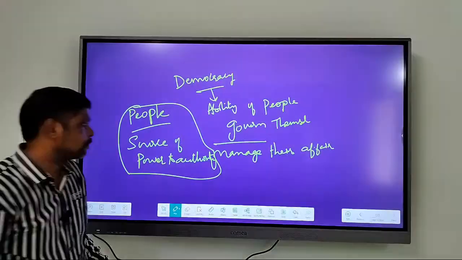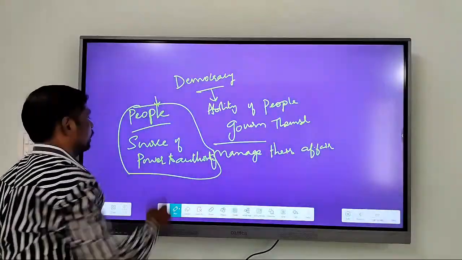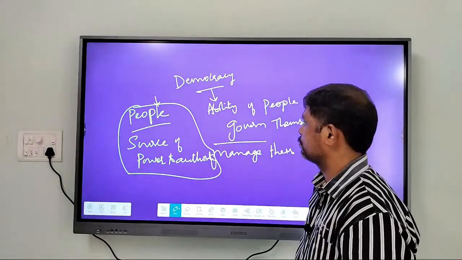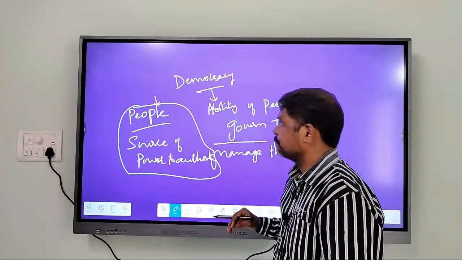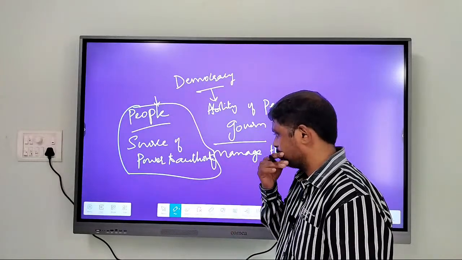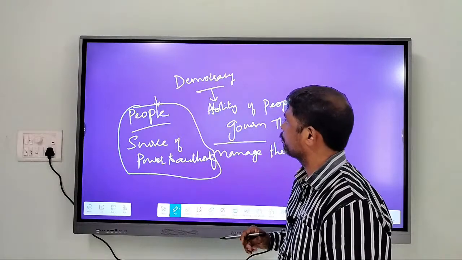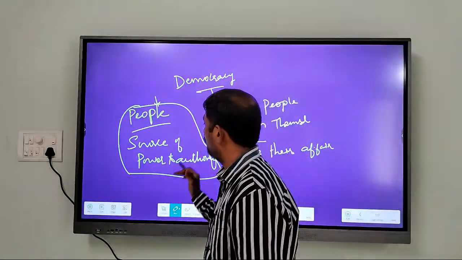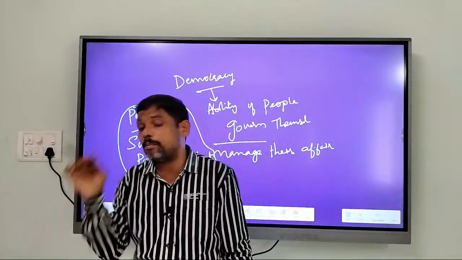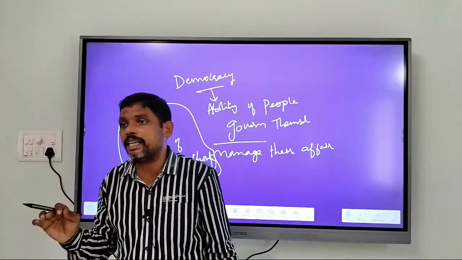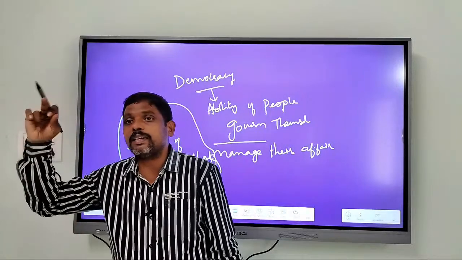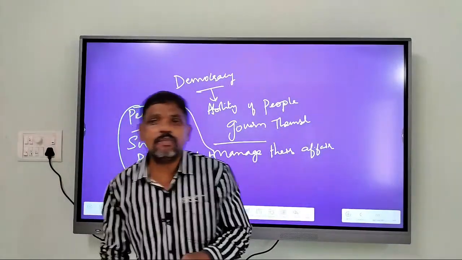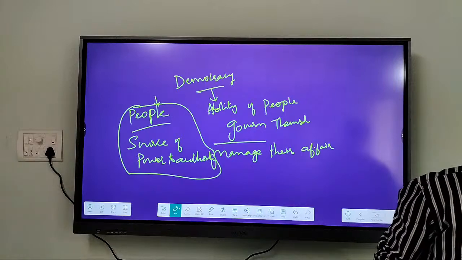Alright, so this is what democracy means. Democracy denotes a society where people can govern themselves, where people can manage their own affairs, where people act as the source of power and authority. So we are saying that people, whether it is all the people or a few people.